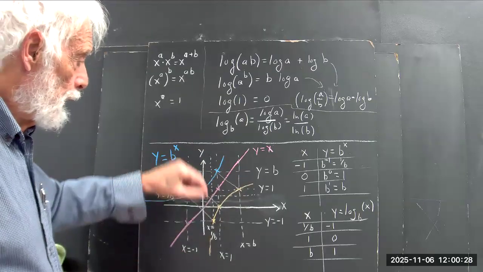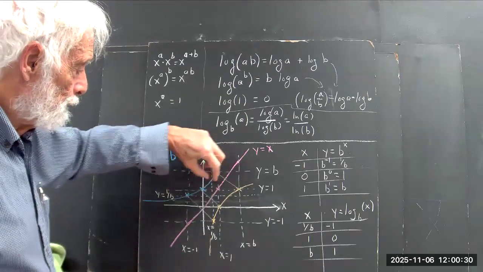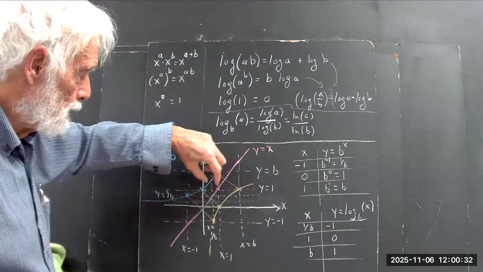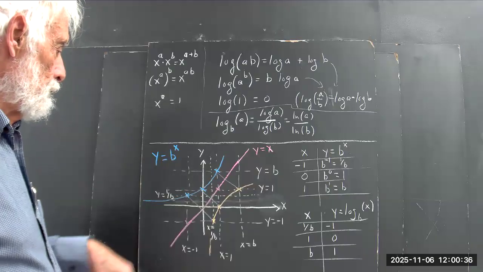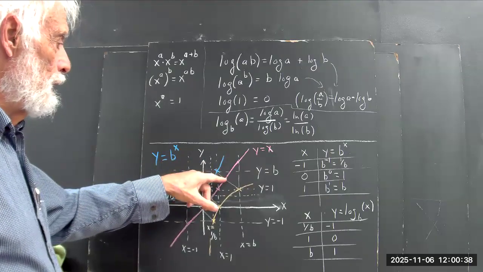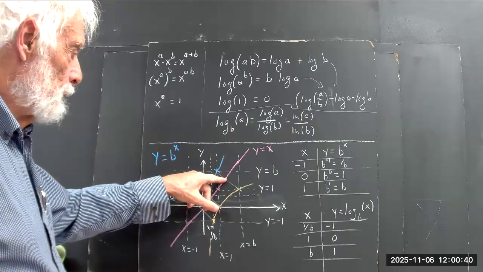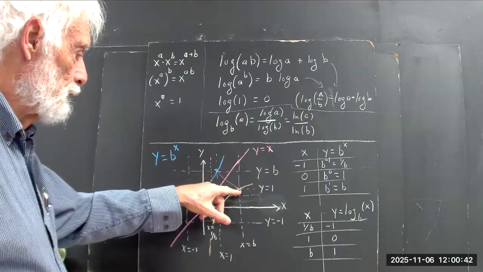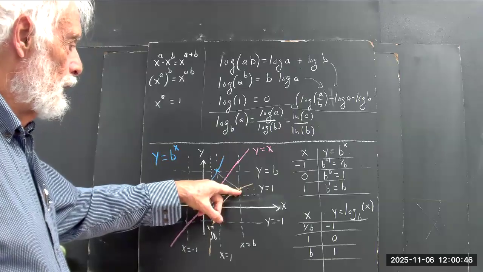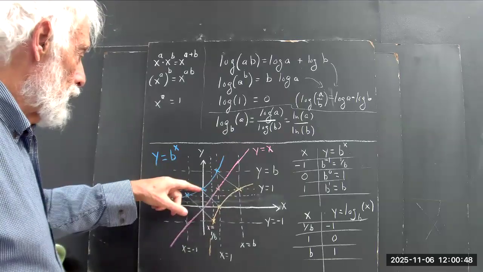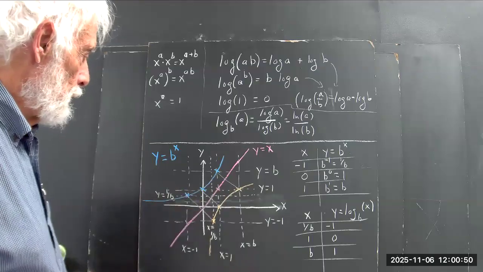But if they're drawn very accurately, this distance will be the same as this distance. The distance from the point (1, b) to the line y = x will be the same as the distance from the line y = x to the point (b, 1). And similarly for the remaining points.